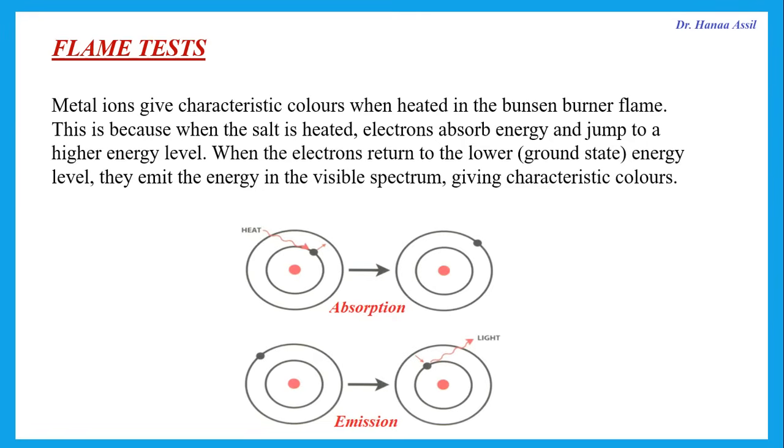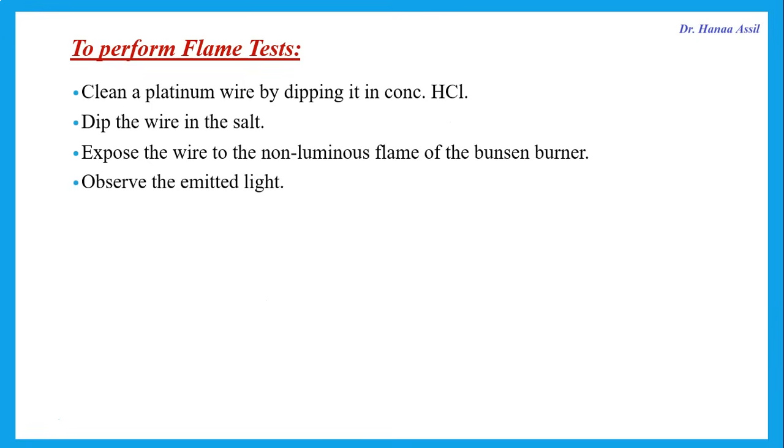Flame tests. Remember that flame tests are done on metal ions because metal ions, when they are heated in the Bunsen burner flame, the electrons gain energy and jump to a higher energy level. Now, when they return back to their ground state, they emit the energy that was obtained in the visible spectrum, so they give characteristic colors.